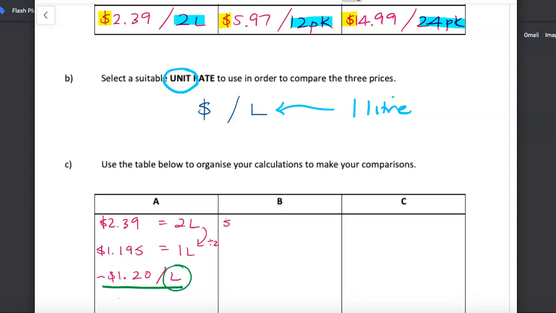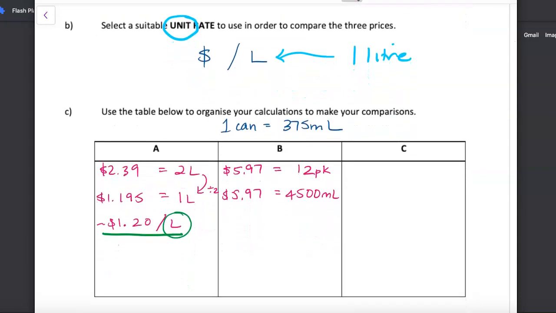Now when I think about option B, it's $5.97 for a 12-pack of cans. The problem with that is that it's not in litres or millilitres even. But we do know that every can, so 1 can, is 375 millilitres. So if I've got 12 of those cans, that's going to be 12 lots of 375. That's 4,500 millilitres. So now I'm getting closer to getting my rate as per litre.